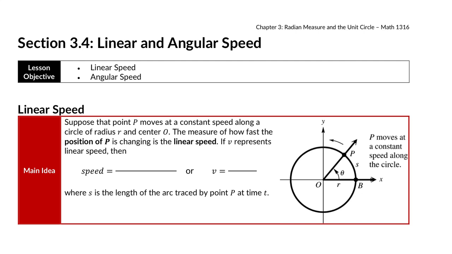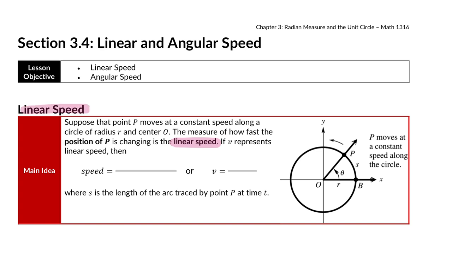Our last section of chapter 3 discusses the applications of radians in regards to linear and angular speed. Linear speed is described this way: suppose that point P moves at a constant speed along a circle of radius r with center at O. The measure of how fast the position of P is changing is the linear speed. So here's our first vocabulary word of the day, linear speed.